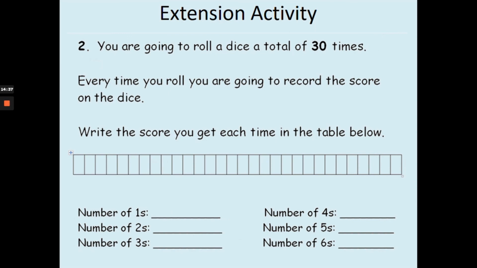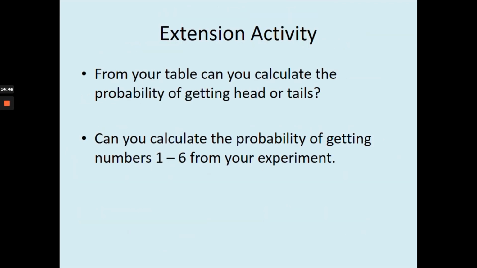And then from this I want you to calculate the probability of getting the heads or tails and calculate the probability of getting the numbers 1 to 6. This is all based on your experiments that you are doing. So this is called experimental probability.